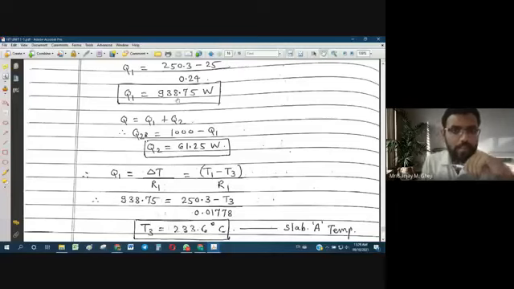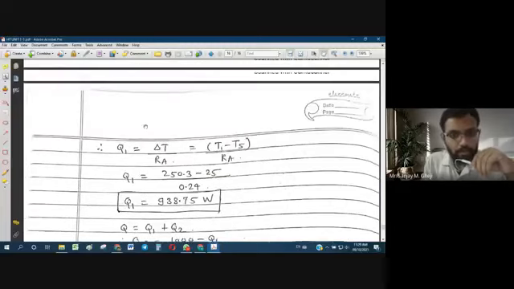Now you can just compare these two figures. Q1 is very, very large. It is very close to 1000, that is 938. And heat transfer on the B side is very, very small, that is 61.25. You can see the difference. Such a large difference is there. Why is this difference so large? Because resistance on the B side is very, very large as compared to resistance on the A side.